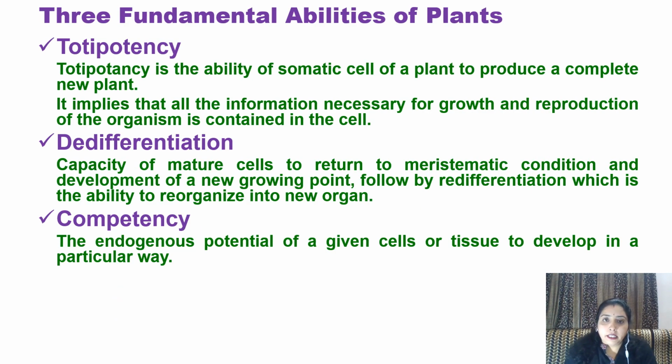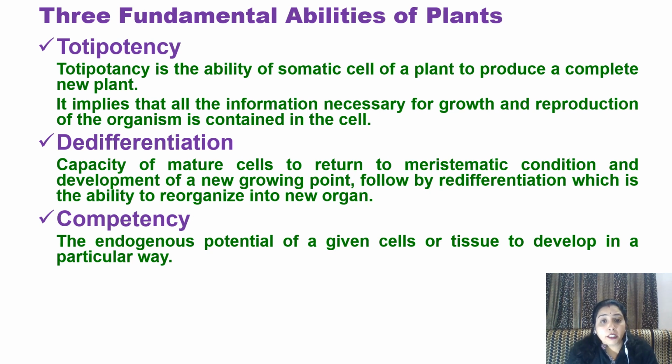Tissue culture technique depends on three fundamental abilities of plant. First one is totipotency. Totipotency is the ability of somatic cell of a plant to produce a complete new plant. That means from a single cell, the whole new plant can be regenerated. It implies that all the information necessary for growth and reproduction of the organism is contained within the cell itself.